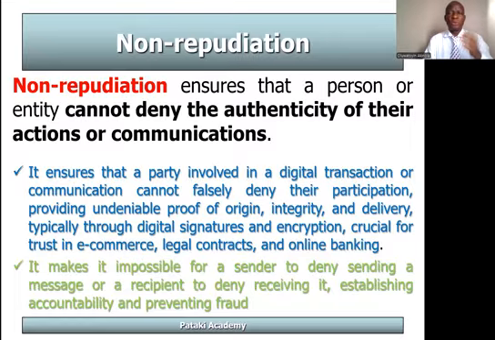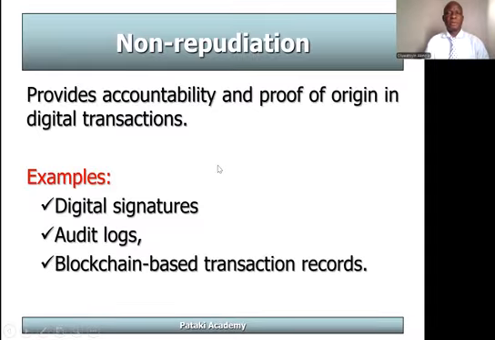This is non-repudiation. Non-repudiation provides accountability and proof of origin in digital transactions. What are the examples? Digital signatures, audit logs, blockchain transaction records. All these are non-repudiation.